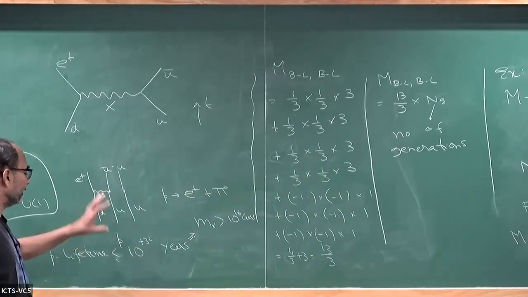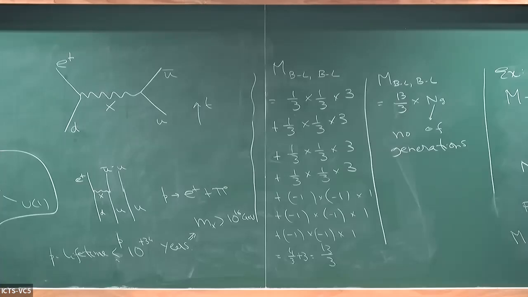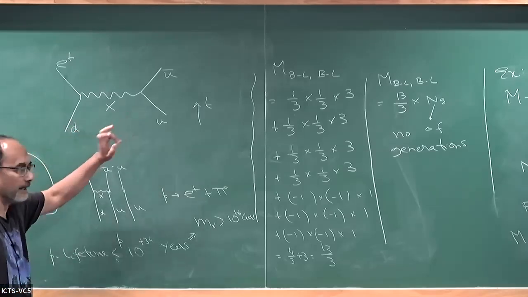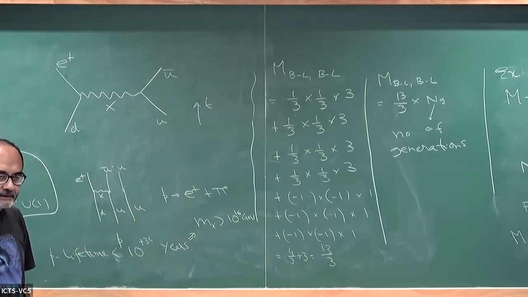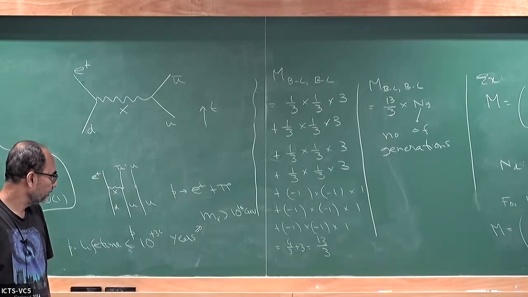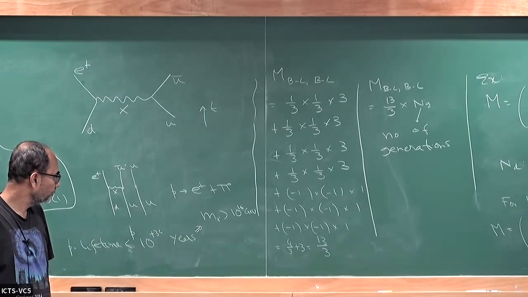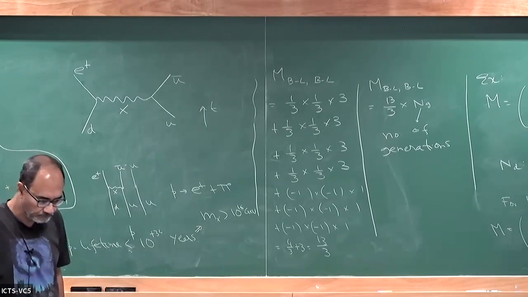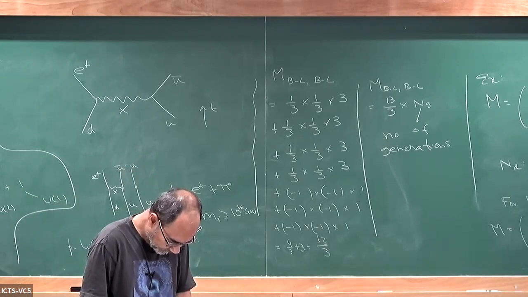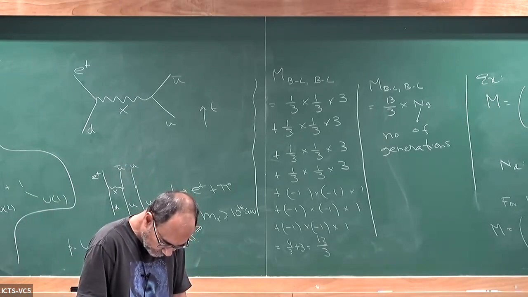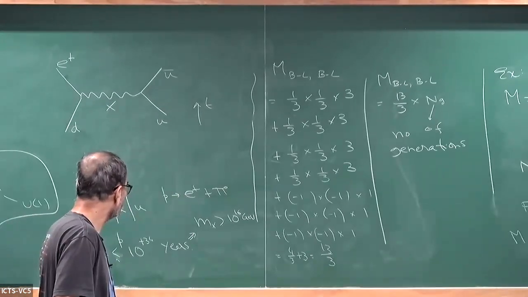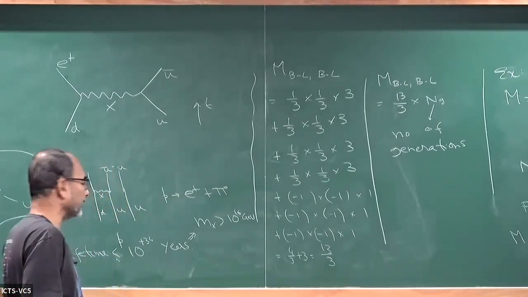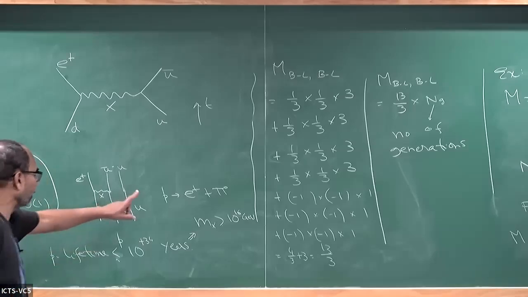Now, this is good, but the only problem is that this process doesn't violate B minus L. You can see proton goes to E plus. Something is wrong. Oh, B minus L. Yeah, you're right. B minus L is one on this side and one on that side.